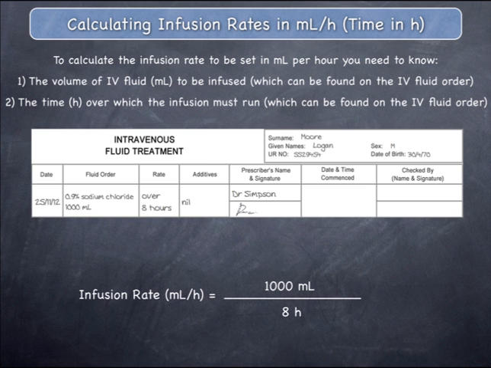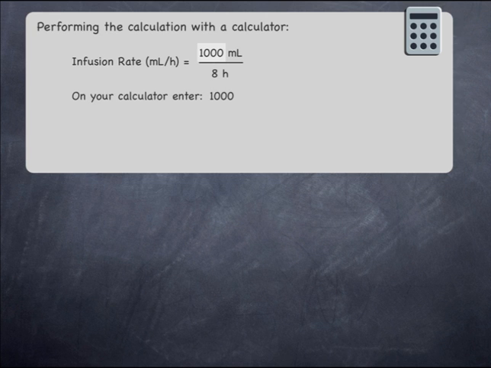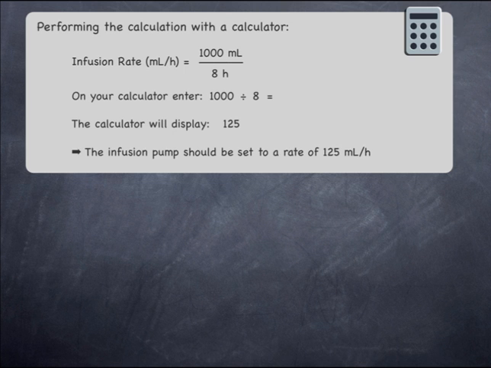To perform the calculation with a calculator, you simply need to enter 1000 divided by 8 and then press equals. The calculator will display an answer of 125, meaning that an infusion rate of 125 mils per hour should be set on the pump. This will deliver the 1000 ml order of 0.9% sodium chloride over 8 hours.